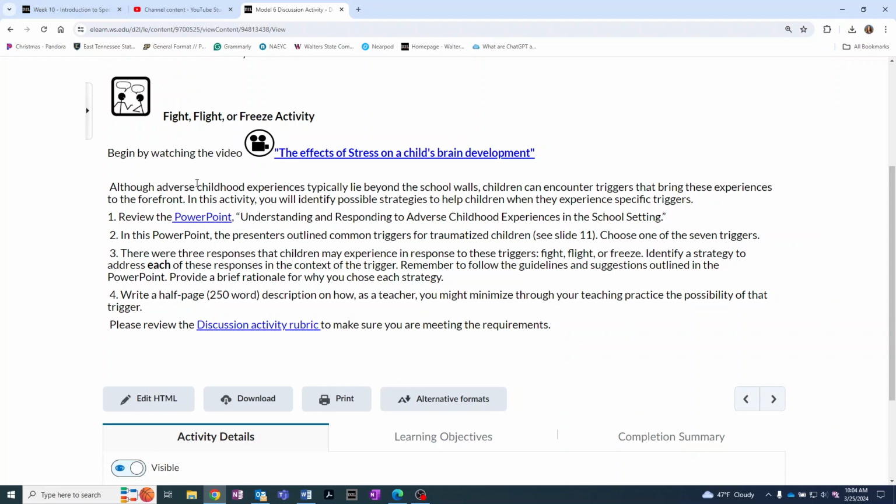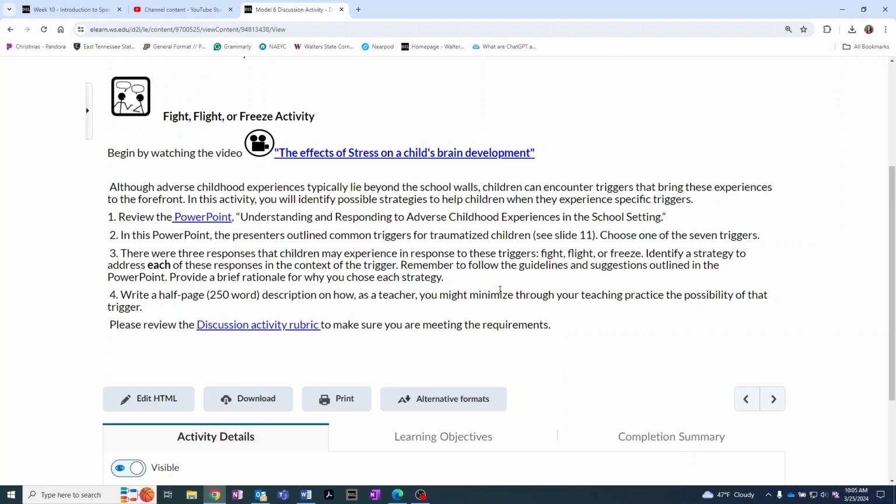So, you have a PowerPoint here that's going to help you dive a little deeper called Understanding and Responding to Adverse Childhood Experiences. So, they actually use this PowerPoint for traumatized children, right? So, on slide 11 in the PowerPoint, it has a section where it talks about the 7 triggers, right? And what we're going to do is there are three responses that children are going to respond with when there's stressful situations. They're going to do fight, flight, or freeze. I want you to identify a strategy that addresses each of those fight, flight, and freeze in the context of a trigger.